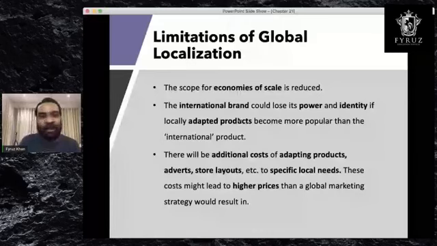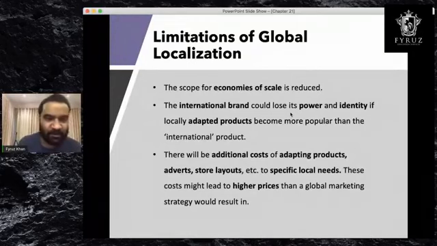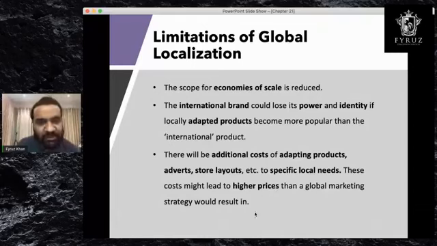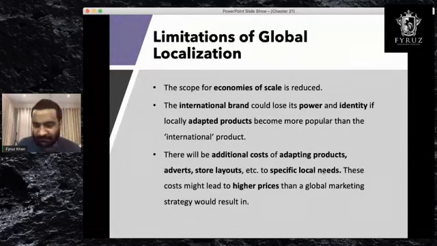Okay, and you may lose your brand identity, you may lose yourself. Every brand has their own way of doing things, and if you're changing yourself, that's not a good thing, is it? Okay, and there will be additional cost, because when you're trying to be different everywhere, you will have additional marketing cost, store layout cost. You have to think about specific local needs. So these are the limitations of global localization. Okay, so think about that.